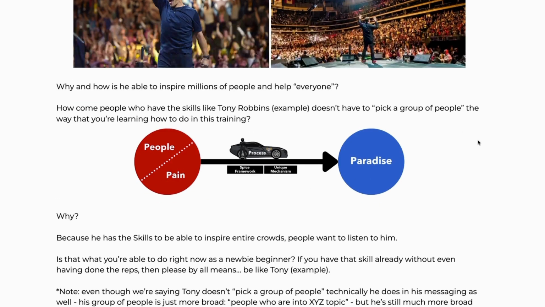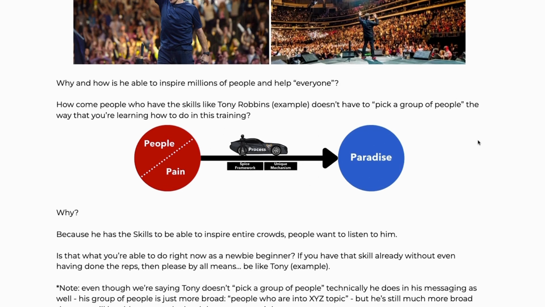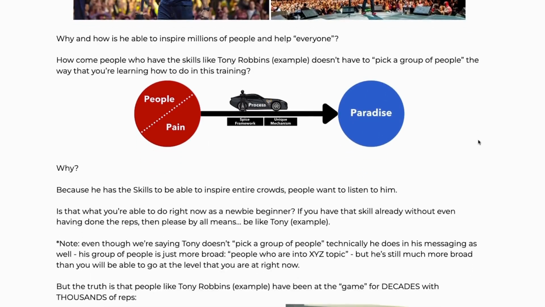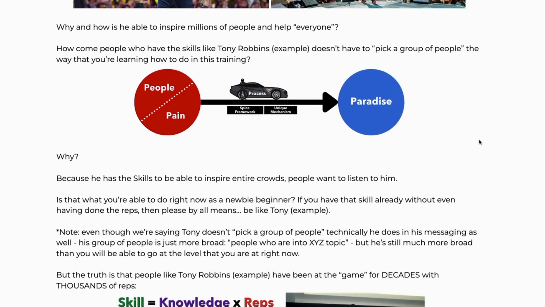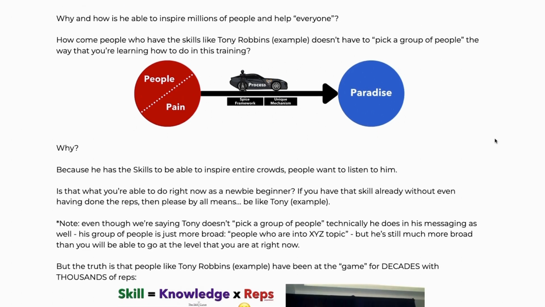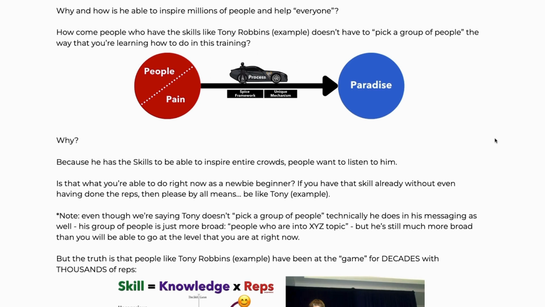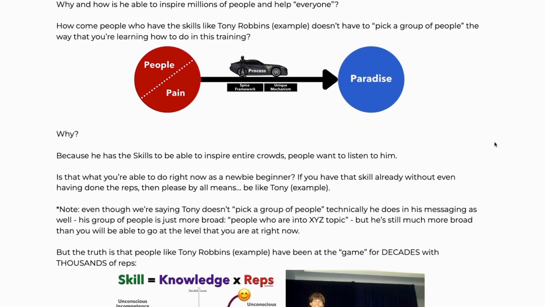The reason is that Tony Robbins has the skills to inspire entire crowds, and people actually want to listen to him. And so the question is, what are you able to do right now as a newbie beginner? Do you already have the skills? Have you already done the reps that people like Tony Robbins have already done? Then if you do, by all means, go out there and help everyone, right?